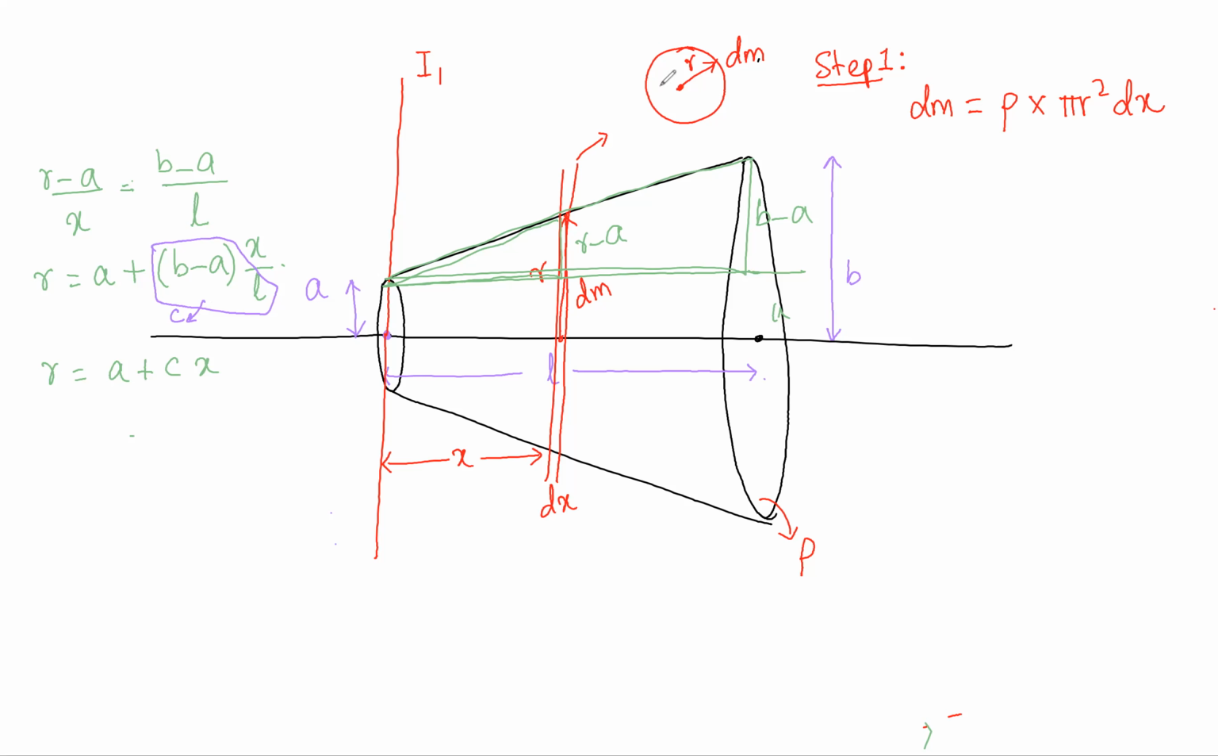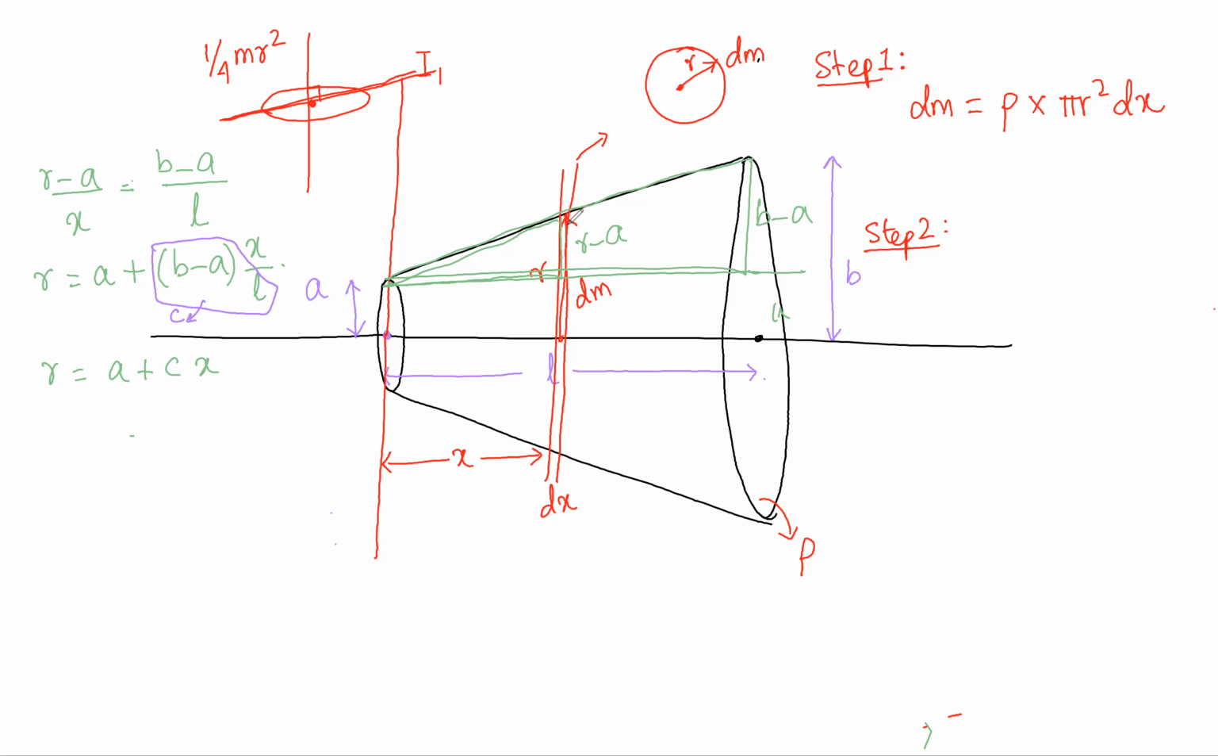The next step is to write down the moment of inertia. So step 2 is to write down the moment of inertia. Now, what is the moment of inertia of this disk equal to? The moment of inertia of a disk is half mr square. But about which axis? The axis should pass through the center of the disk and be perpendicular to it. If the axis passes through the diameter of the disk, in the last class we saw that the moment of inertia is equal to 1 by 4 mr square.